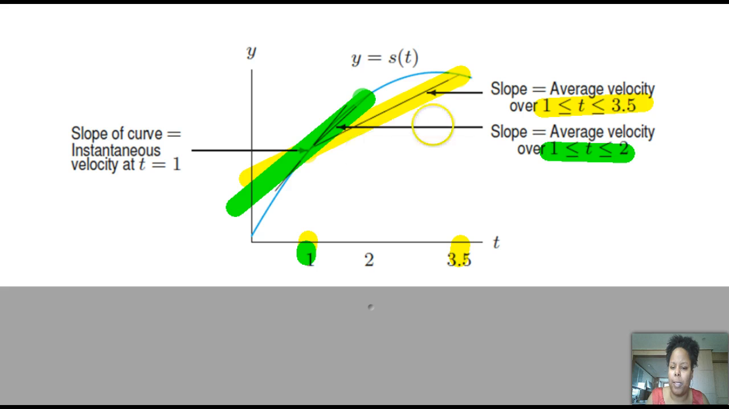And if you can notice, the difference in slopes between the yellow secant line and the green secant line is that the green secant line is a little bit steeper. So what happens if we take an even closer interval? We get closer and closer and closer to the point 1. In other words, our difference in our endpoints gets smaller, then we would assume that we would get a closer approximation to the velocity at that point. And that's exactly what happens.